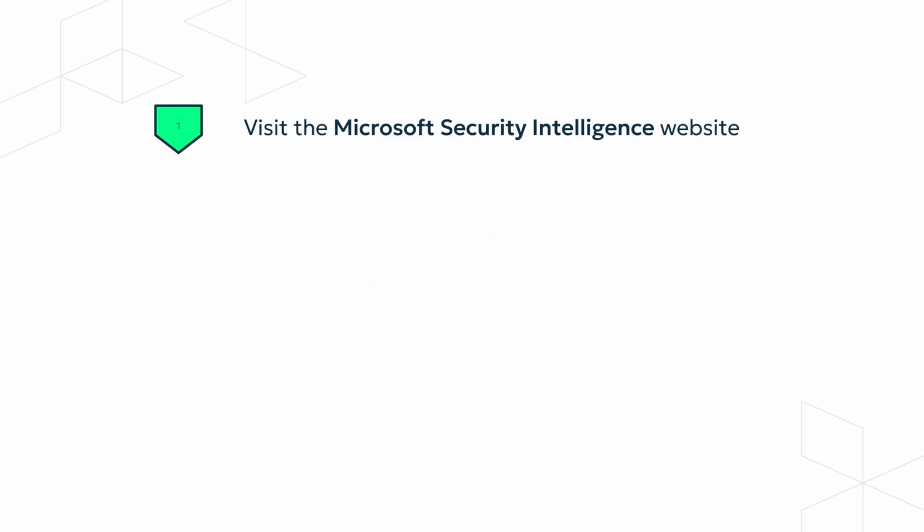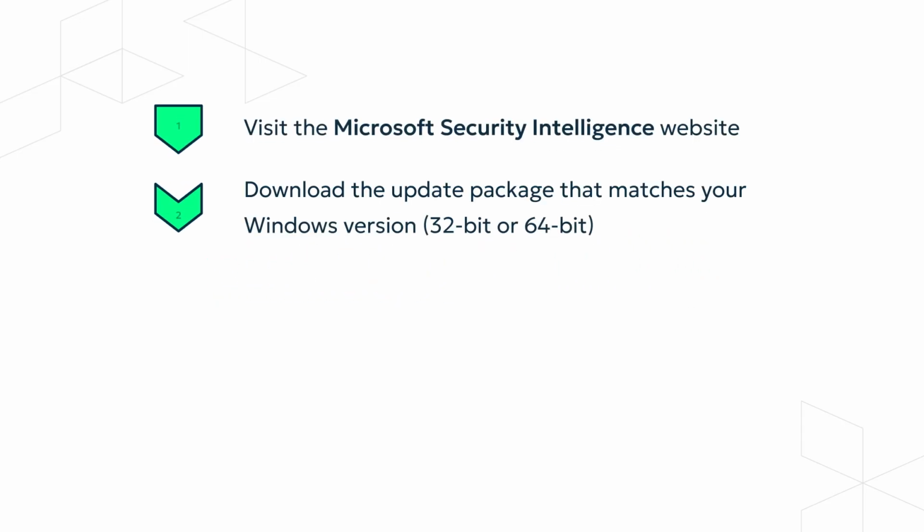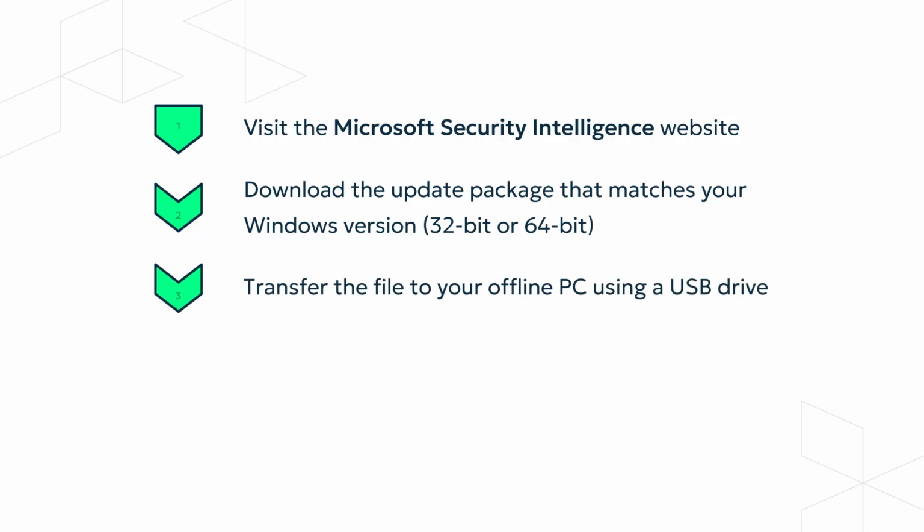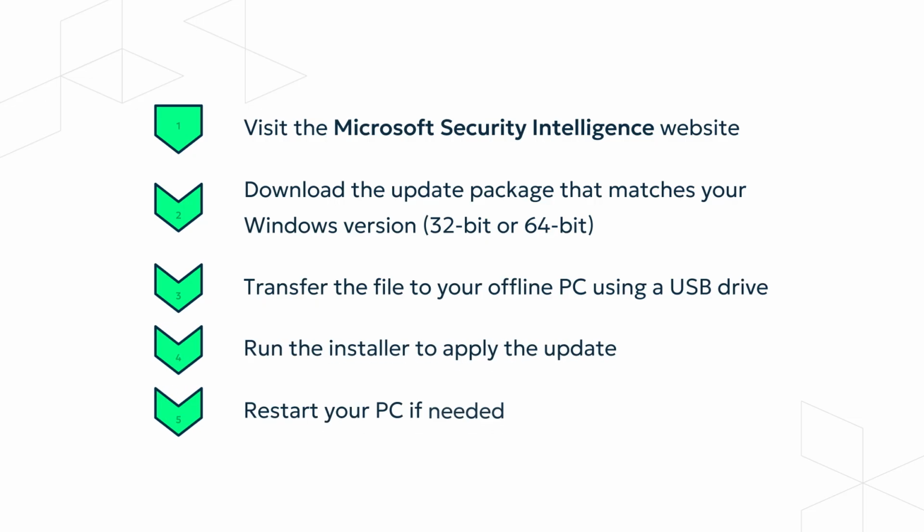Method 4. Using manual downloads. Visit the Microsoft Security Intelligence website. Download the update package that matches your Windows version, 32-bit or 64-bit. Transfer the file to your offline PC using a USB drive. Run the installer to apply the update. Restart your PC if needed.